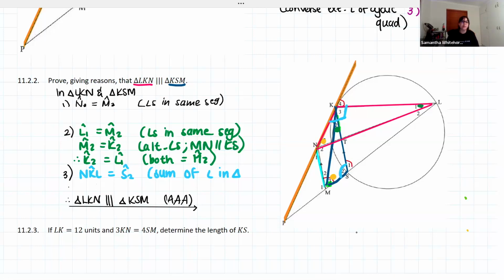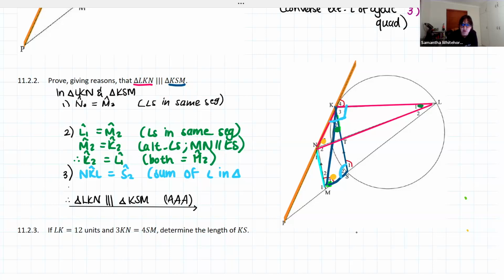But that's why I keep saying to you, go back to what you've already proven. You've proven it for a reason. If you have proven K4 is equal to NML, it's for a reason. That was to help us find the cyclic quad. If you've proven it's a cyclic quad, it's for a reason. That was to now use angles in same seg. So all of the questions that we ask you, it's very rare that it's just a random question. They help you to go and find your next answer.